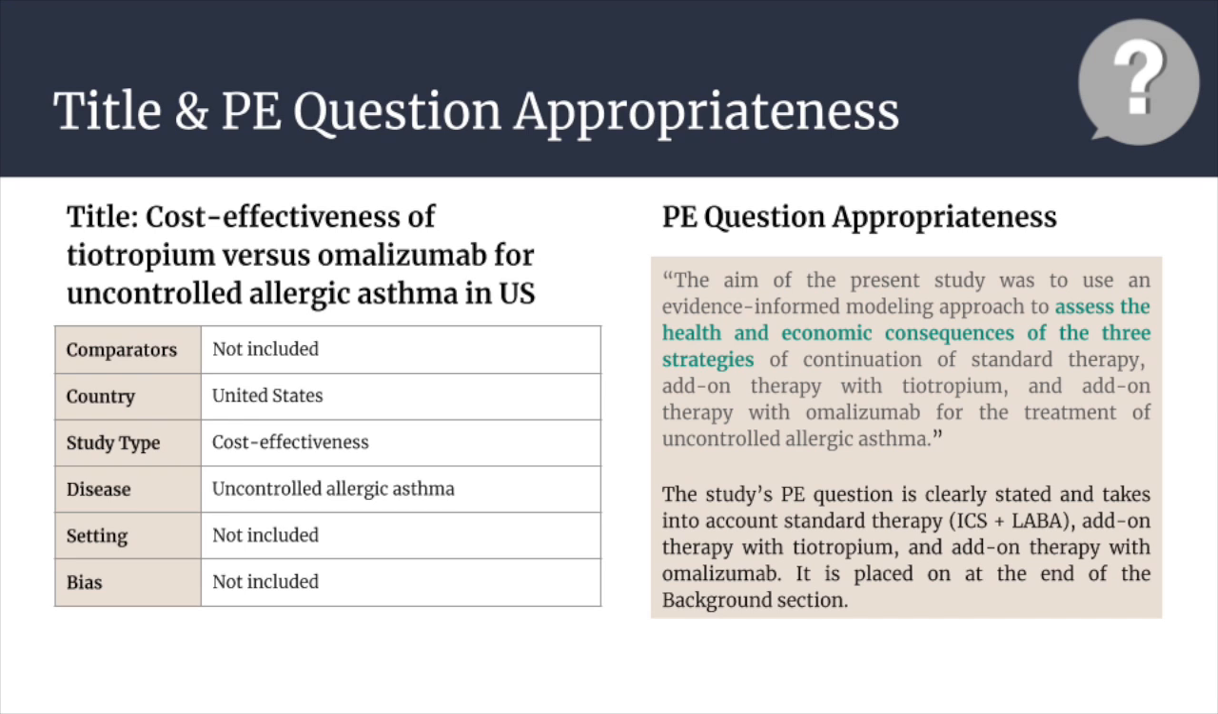Moving on to looking at the appropriateness of a pharmacoeconomic question. You can see the pharmacoeconomic question written out on the screen. The pharmacoeconomic question was found at the end of the background section in the article, and as you can see, the authors clearly state the three different treatment arms that were performed, including standard therapy of an inhaled corticosteroid plus long-acting beta agonist, along with add-on therapies of tiotropium or omalizumab.